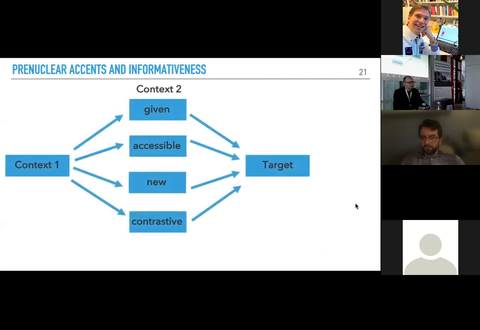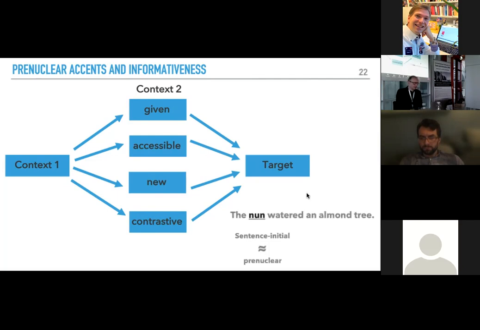So we set up a structurally very similar production experiment for both languages, for American English and German, and elicited read speech in 2 different speaking styles, neutral and lively. Each story consists of 3 sentences. Context 1 introduces the setting. In the 3rd sentence, the target word is either given, accessible, new, or contrastive. And finally, we have the target sentence with the target words we're interested in.